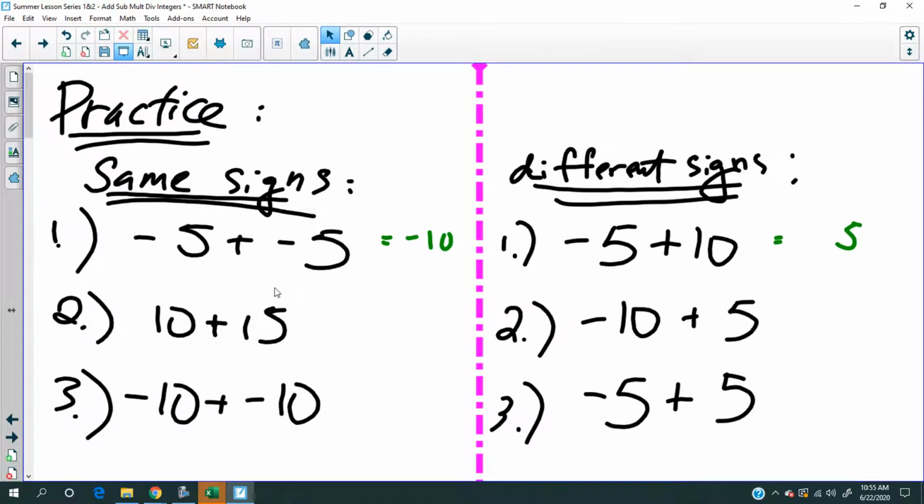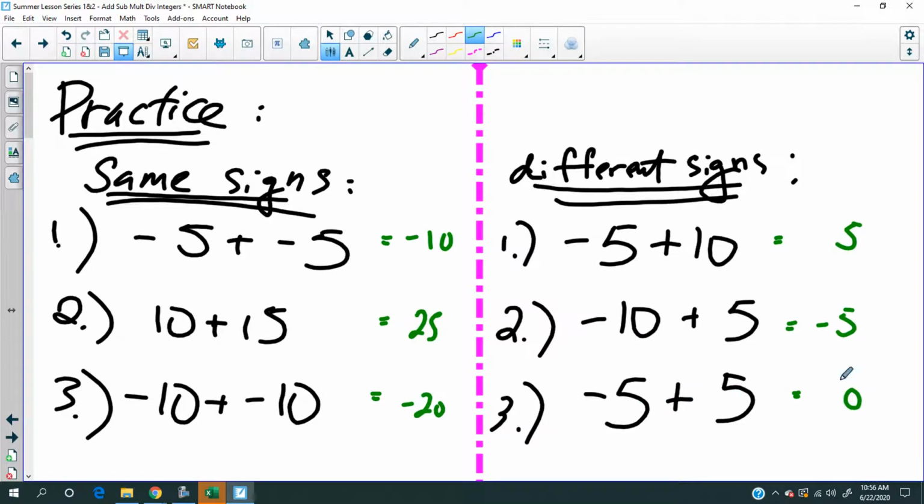So press pause right now, do these two. Okay, all right, and we're back. So let's see. So 10 plus 15, same signs, add them, keep the sign. This one, subtract them, keep the sign of the larger number, which is a negative. Subtract them, right? Keep the sign of the larger number, so it's just 0.